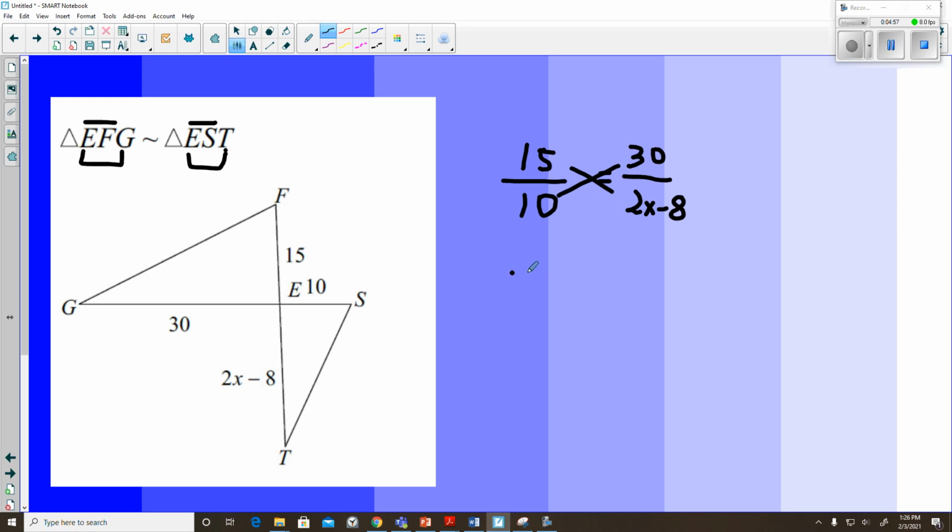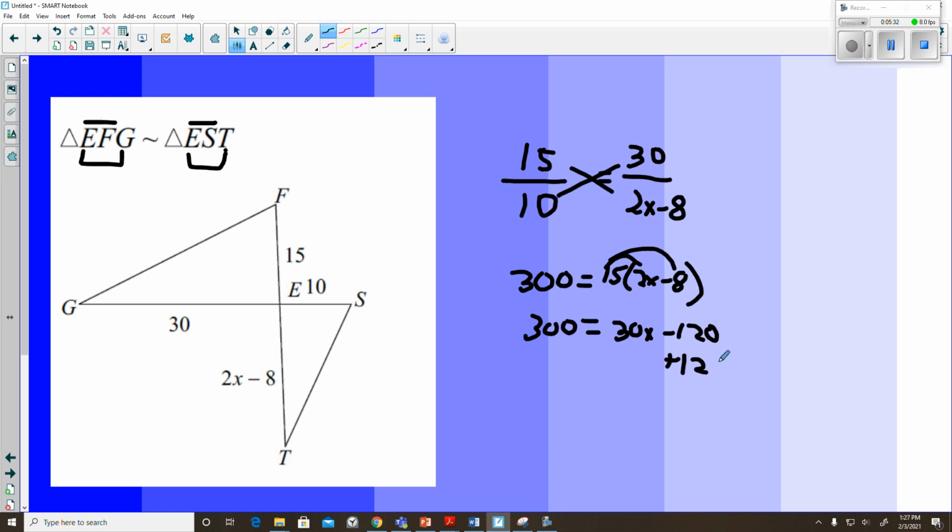You'll do 30 times 10, which is 300, and set that equal to 15 times, in parentheses, 2x minus 8. Make sure you distribute, so you have 300 equals 15 times 2, which is 30x, minus 15 times 8, which is 120. Then we'll add that 120 to the other side. That's pretty rough looking, but we're adding 120 to the other side, and that gives me 420. That equals 30x.